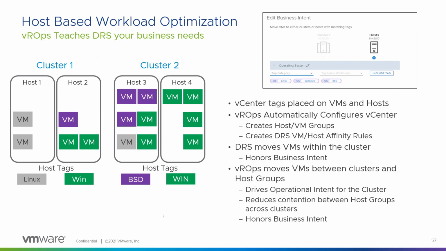It's great. So DRS is still responsible for movement inside the cluster, as it always will be, as it always should be. DRS moves things inside the cluster. But now DRS understands the business intent that you're trying to follow, and it actually follows those business intents. vROps is still all about moving things between the clusters, and now it has this new understanding of what a host group is, so it's actually going to balance things between clusters and between the host groups within those clusters, and it's going to honor the business intent between the clusters.